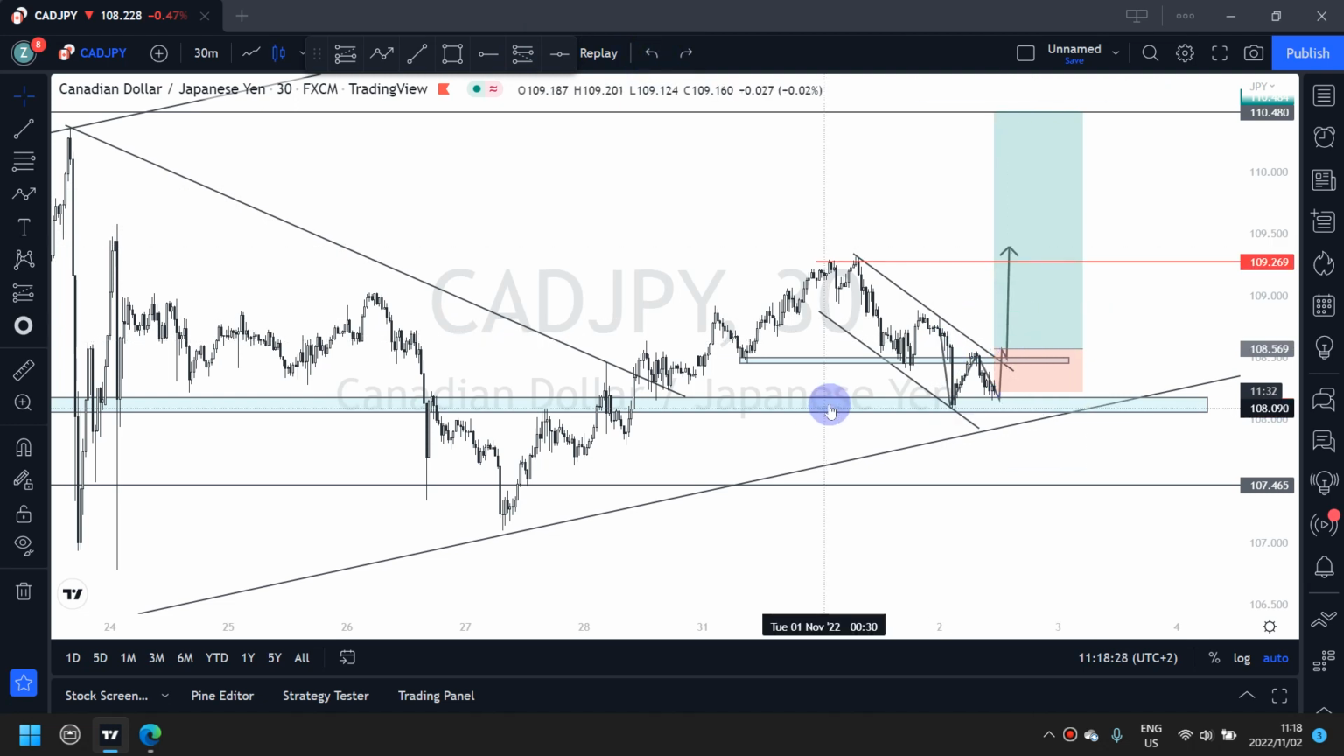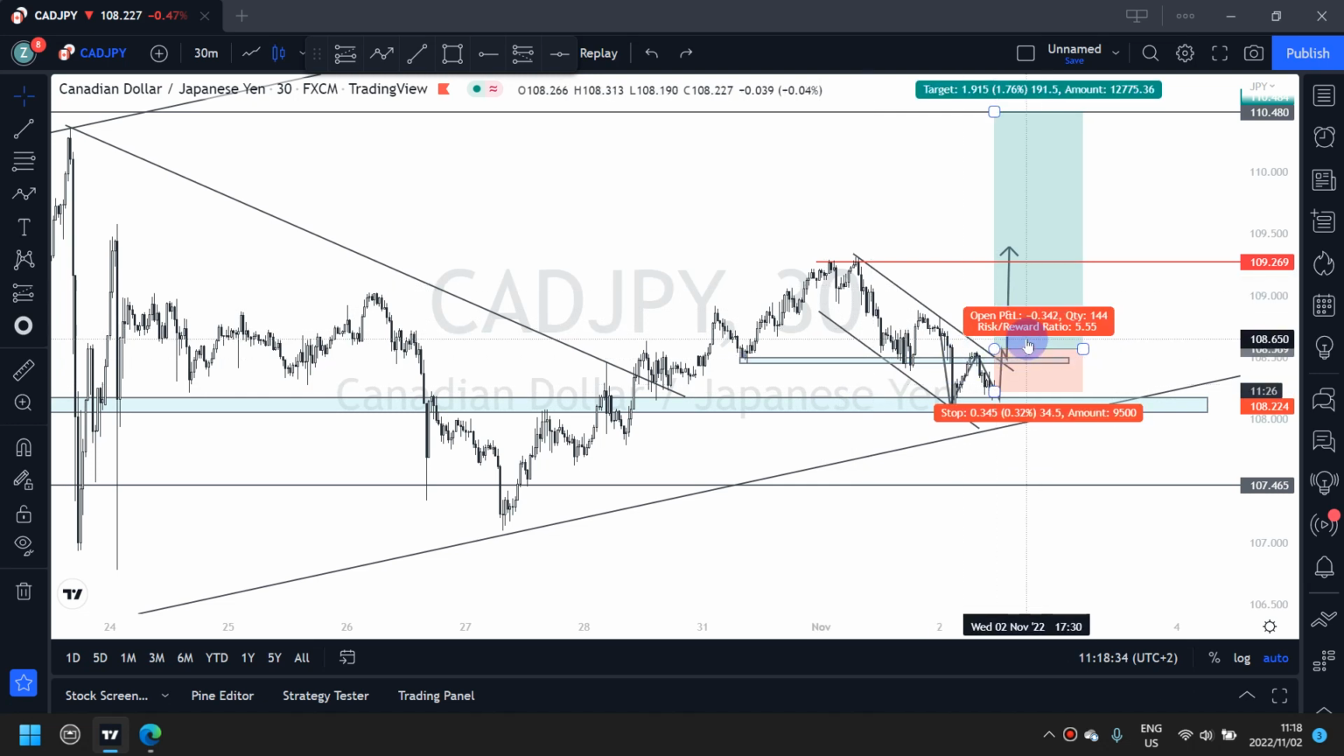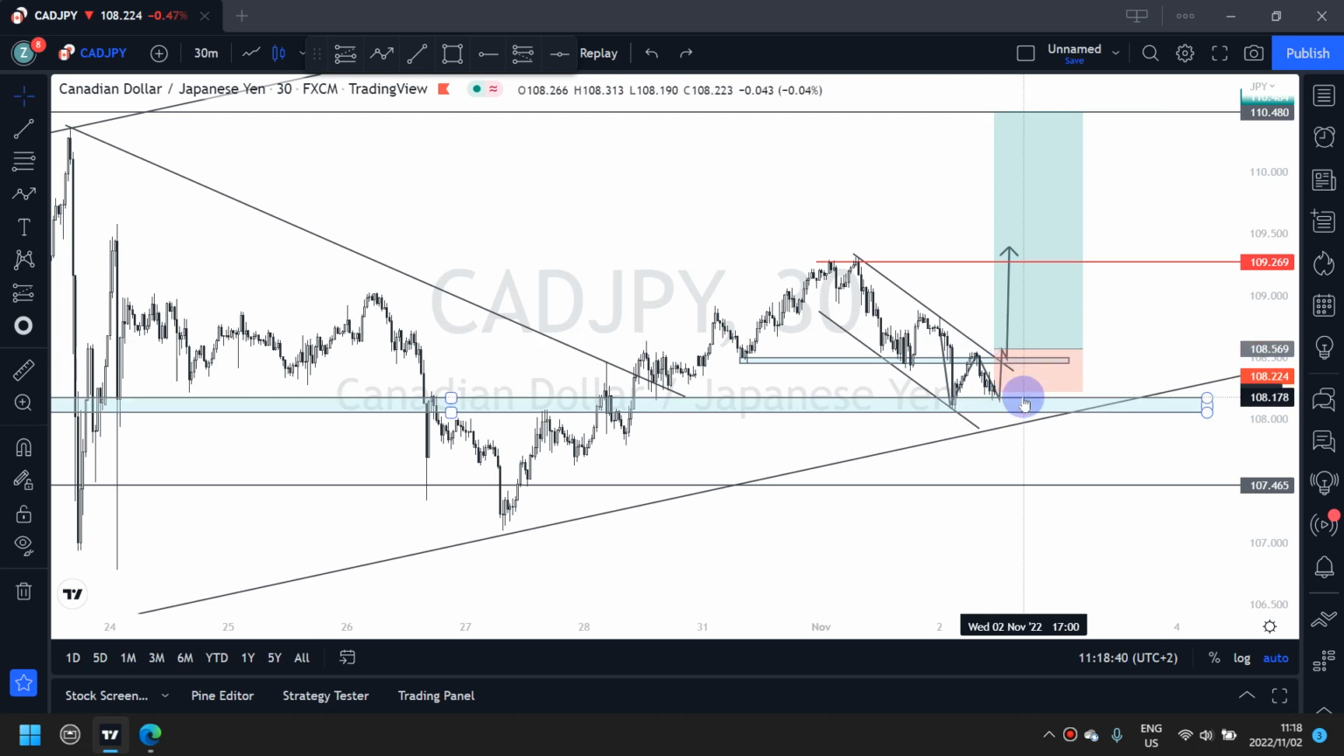If it does, I would have half of my profits and those small profits that I've locked, rather than not locking my profits and the market suddenly stopping me out with nothing. So this is the setup that I have for this CADJPY pair.